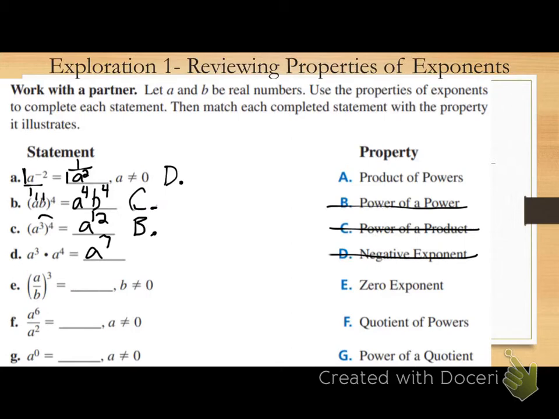So what's my property here? Product of powers. I've got two powers being multiplied together. So product of powers. Questions on D?